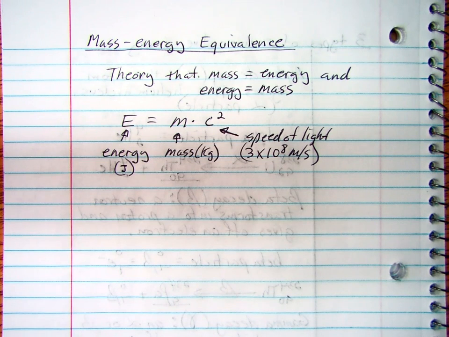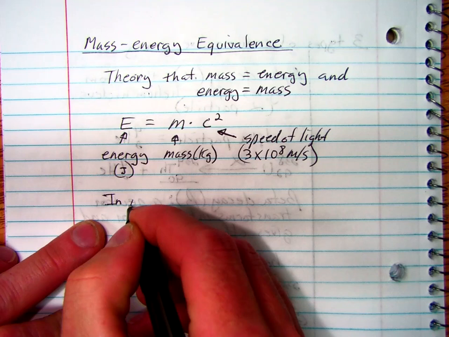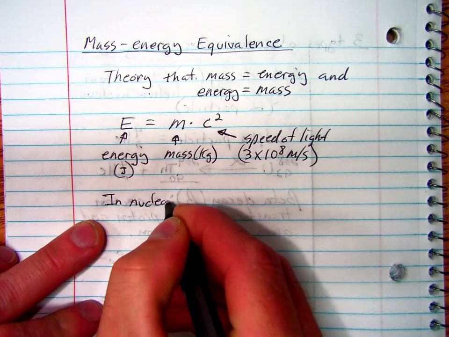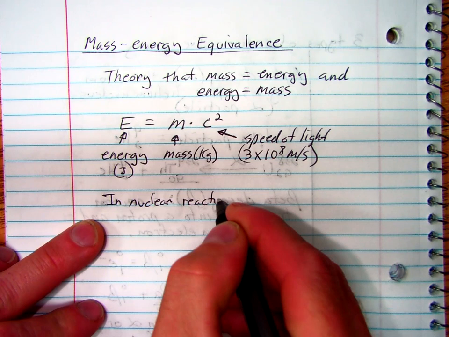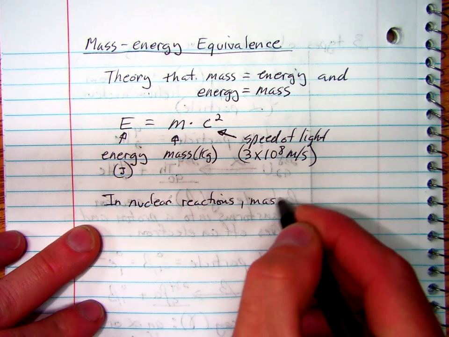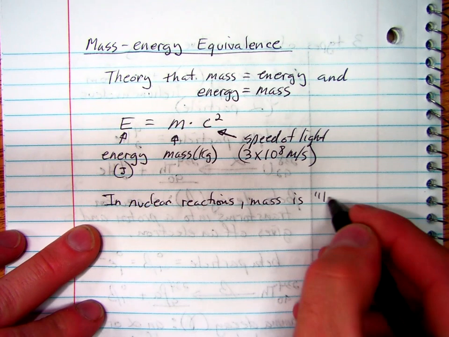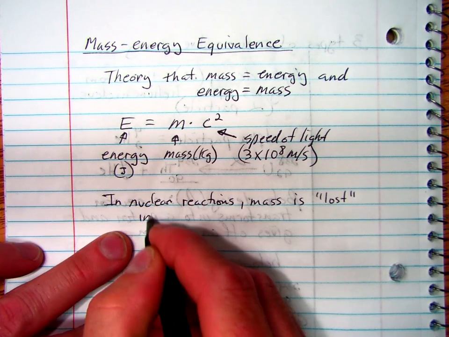So in nuclear reactions, mass is lost in the form of energy.